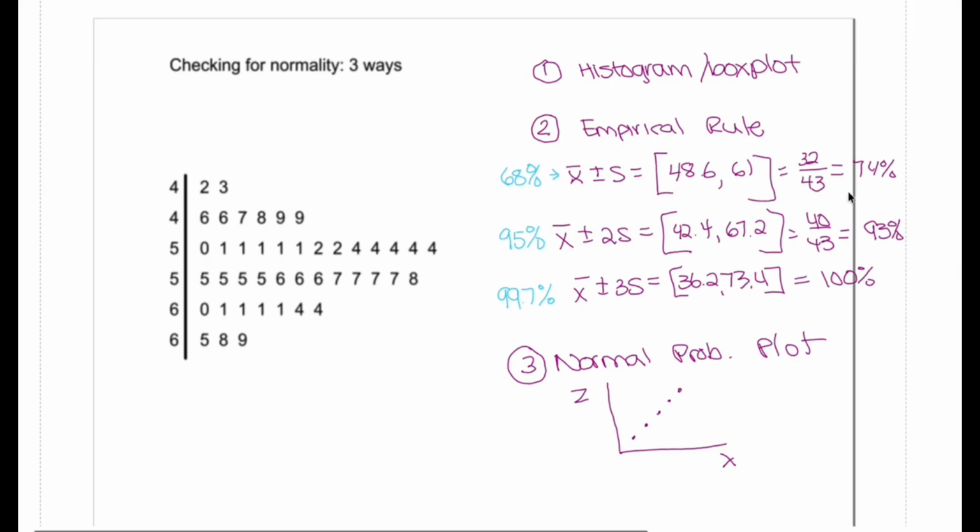So we expect, our prediction is the middle 1 standard deviation away from the mean.